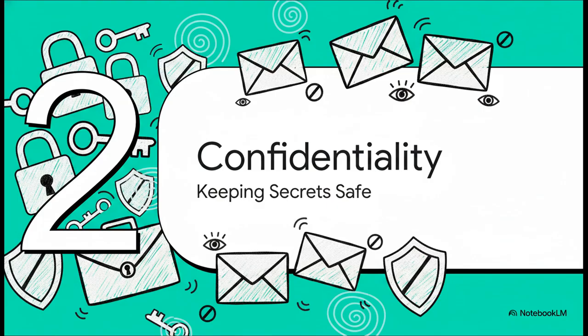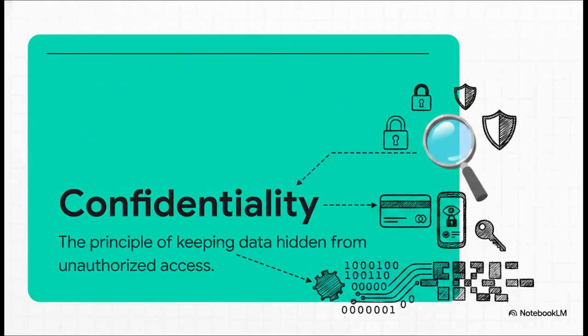Moving right along to part two. C is for confidentiality, or keeping secrets safe. Confidentiality is essentially the principle of keeping data hidden from unauthorized access. Now, we experience this every single day with our simple passwords, right? But at an enterprise scale, it's a whole different beast. We're talking about incredibly robust encryption algorithms and super strict identity access management.